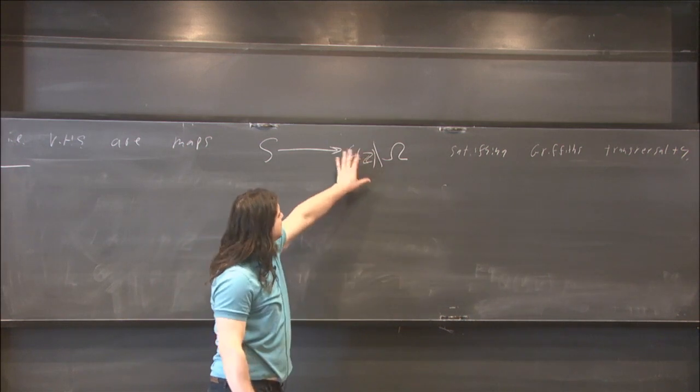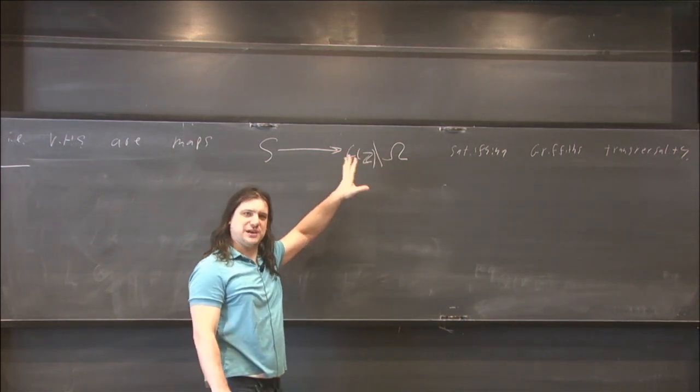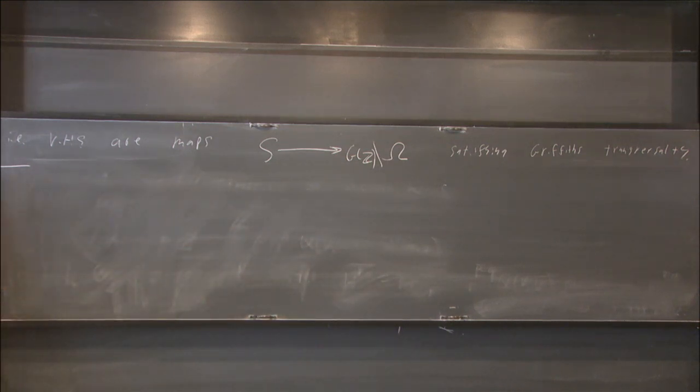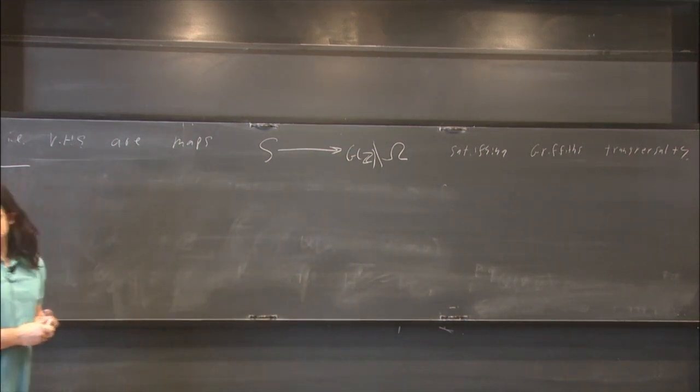I'm being a bit coarse here because there are some monodromy issues. Not every such map gives you a period map, or an actual variation of Hodge structures, but this is close enough.